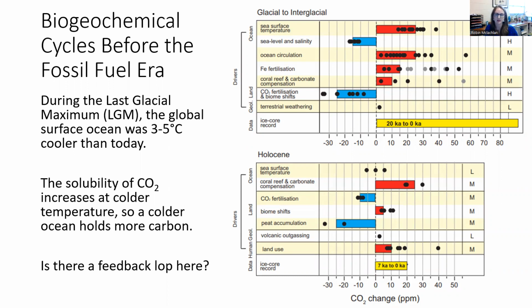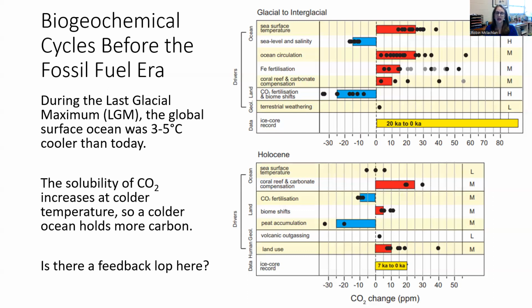Right. So during the last glacial maximum, the global surface ocean was 3 to 5 degrees Celsius cooler than today. And we know by looking at the amount of carbon in the ocean from the ice core records, the solubility of carbon dioxide increases at colder temperatures. So the colder the water, the more carbon dioxide it can hold. And this is because when water heats up, the atoms start to vibrate and shift farther away from each other, and that allows the gas to escape. But as long as the water is cold, those atoms are closer together, they're not vibrating as quickly, they can hold that gas in the water.